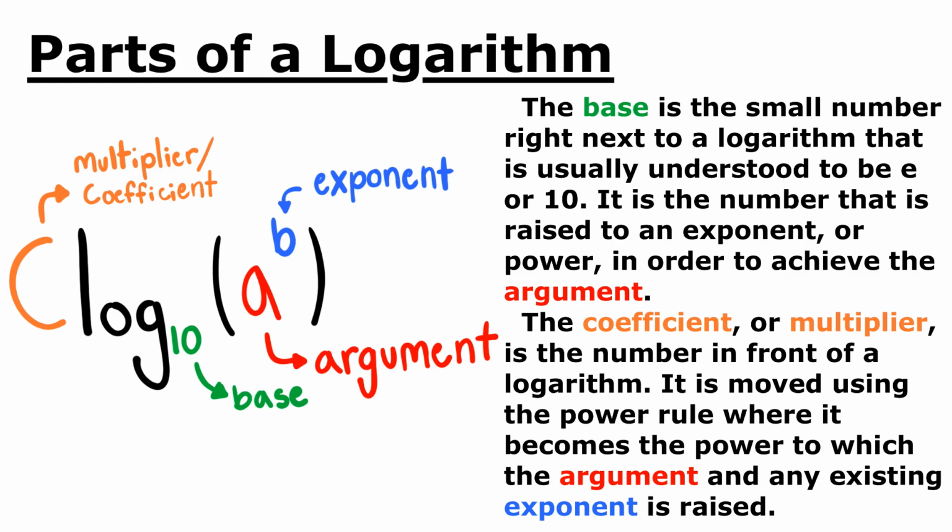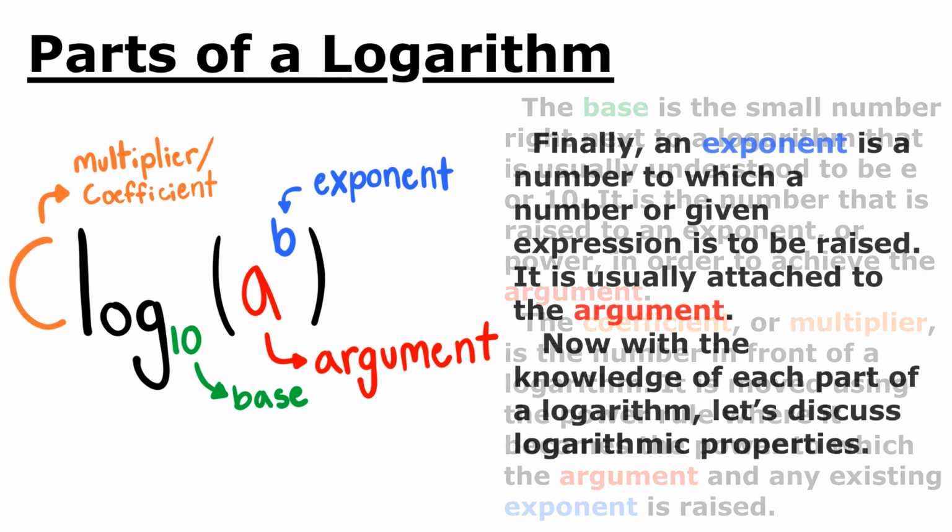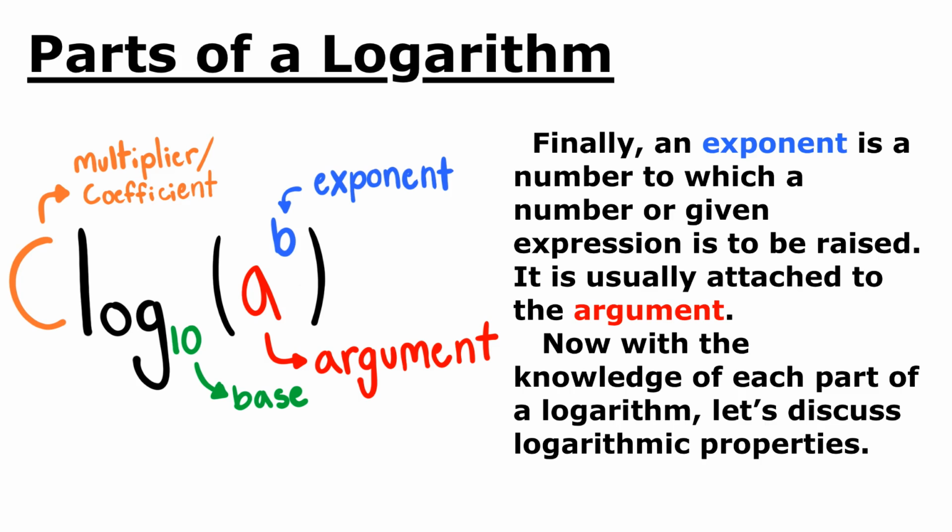The coefficient, or multiplier, there's a couple names for it, is the number in front of a logarithm. It is moved using the power rule, where it becomes the power to which the argument and any existing exponent is raised. You'll see what I mean in a little while. Finally, an exponent is a number to which a number or given expression is to be raised. It is usually attached to the argument.